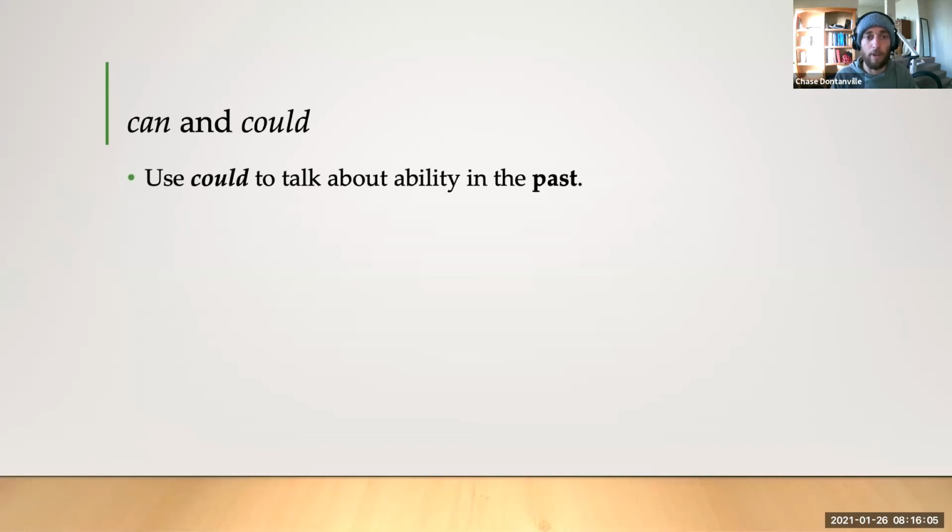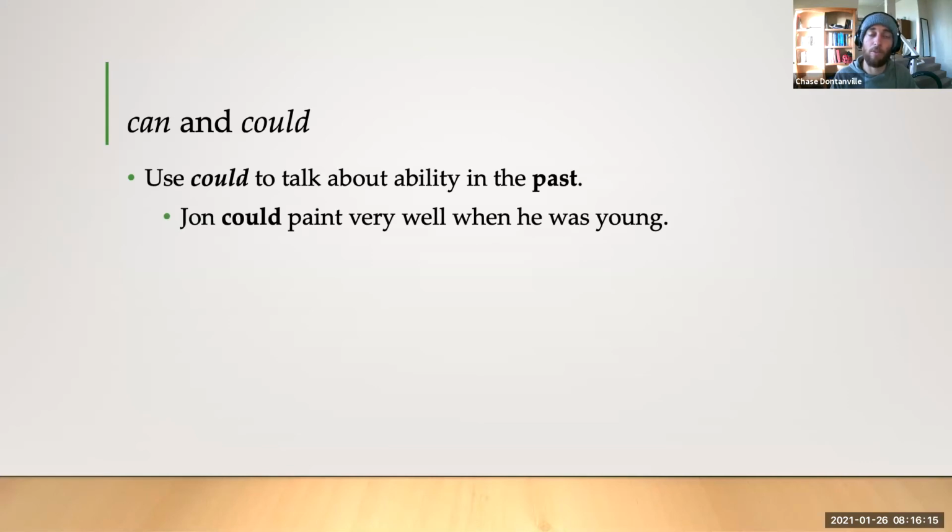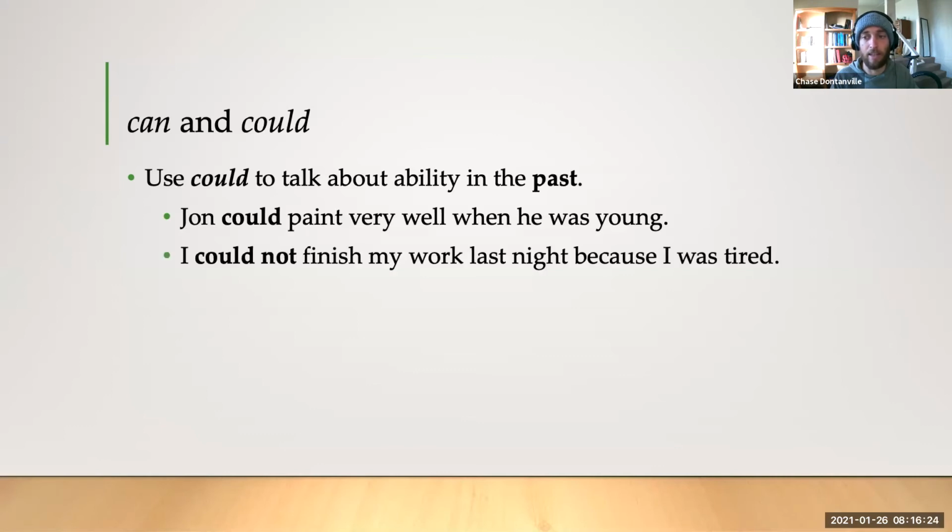Could. We use could to talk about ability in the past. For example, John could paint very well when he was young. Okay, when he was young, so we're talking about the past. So we use could, not can. I could not finish my work last night because I was tired. All right, another example of the past and negative, could not.